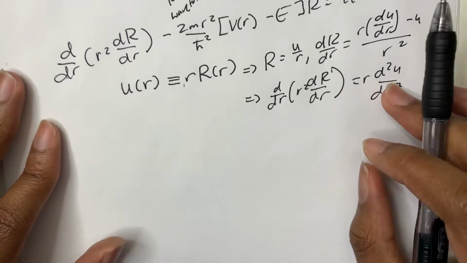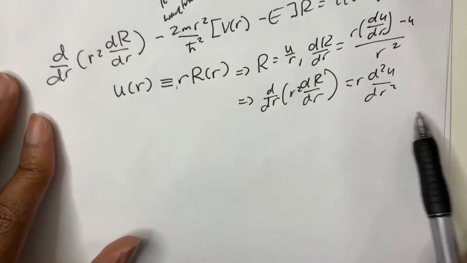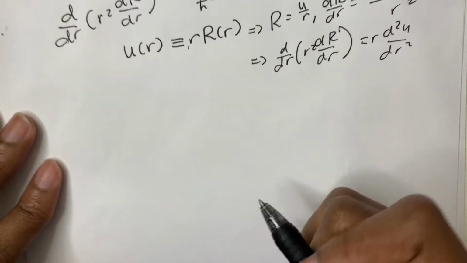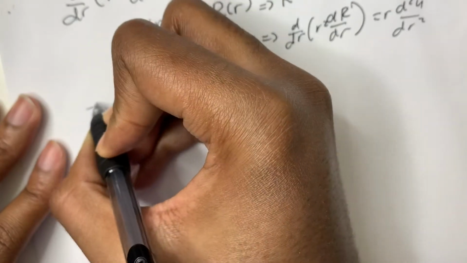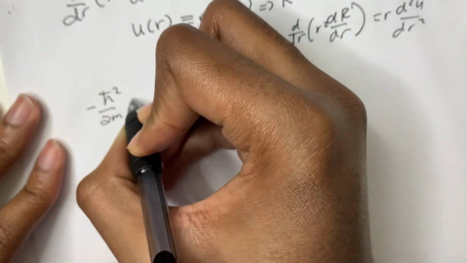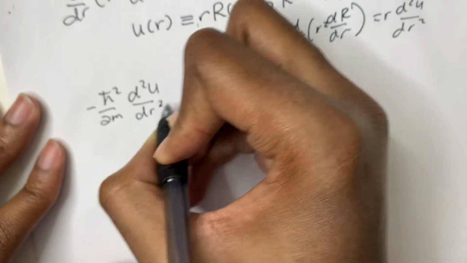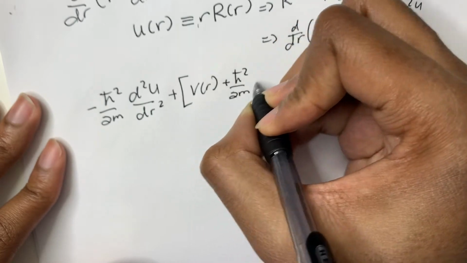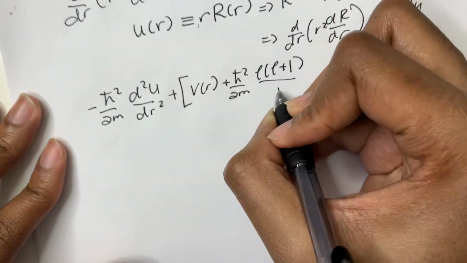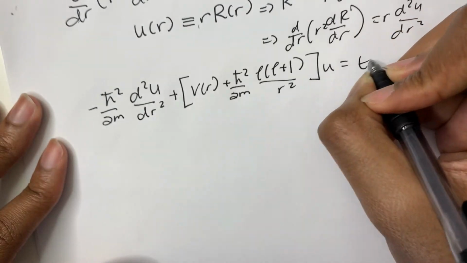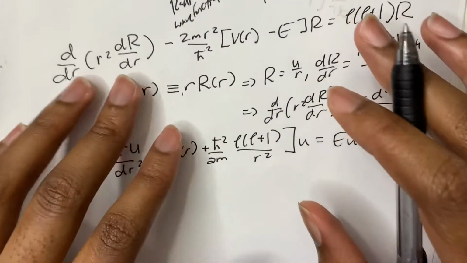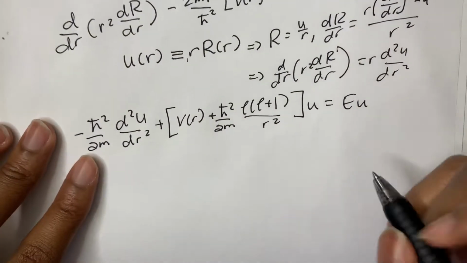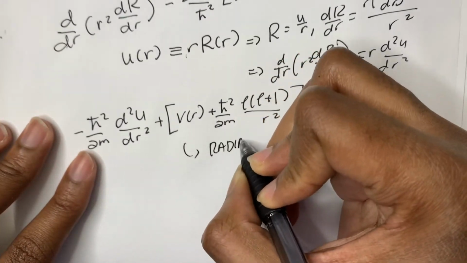So what we can do now is substitute this part for this over here in the other parts, and then do some rearranging, and you arrive at this equation. Minus h bar squared over 2m, second derivative of u with respect to r, plus V of r, plus h bar squared over 2m, l times (l plus 1), over r squared, times u equals E u. So all we used here was changing variables and moving the equation around a bit, and we arrive at this equation. And this is what we call the radial wave equation.